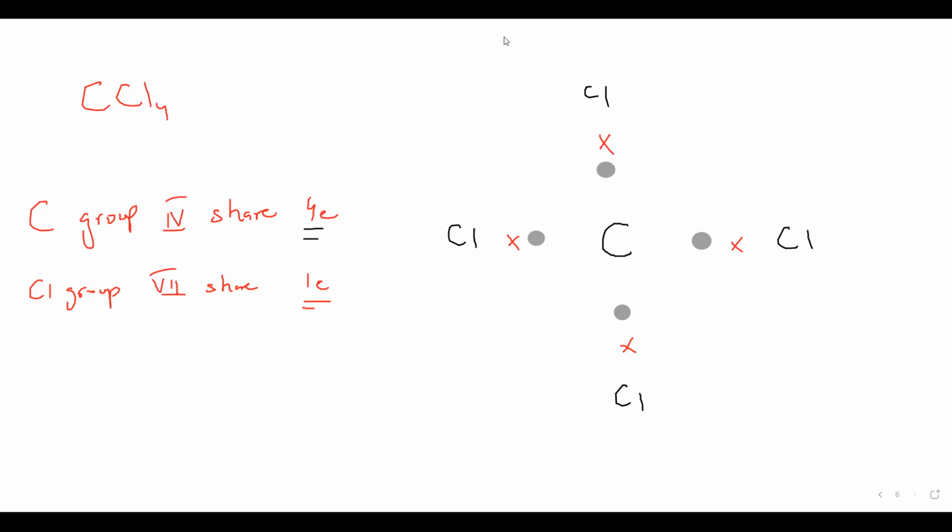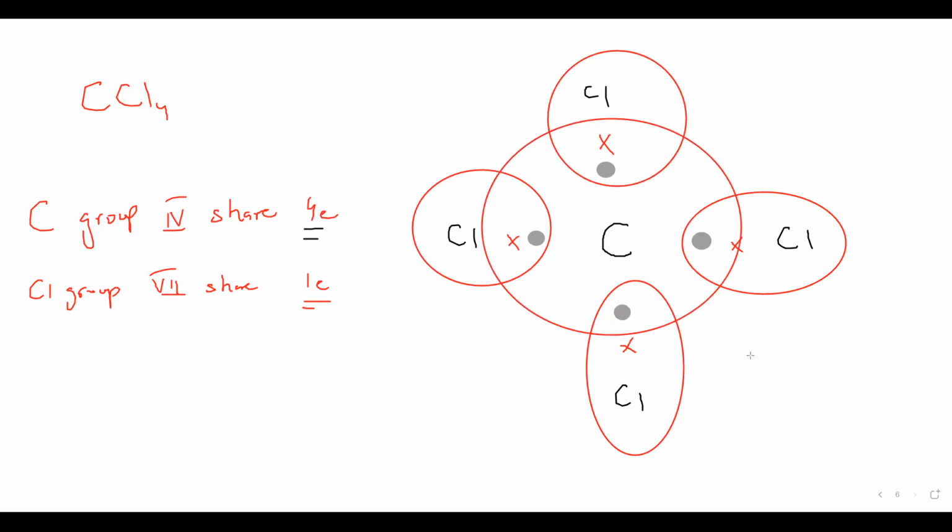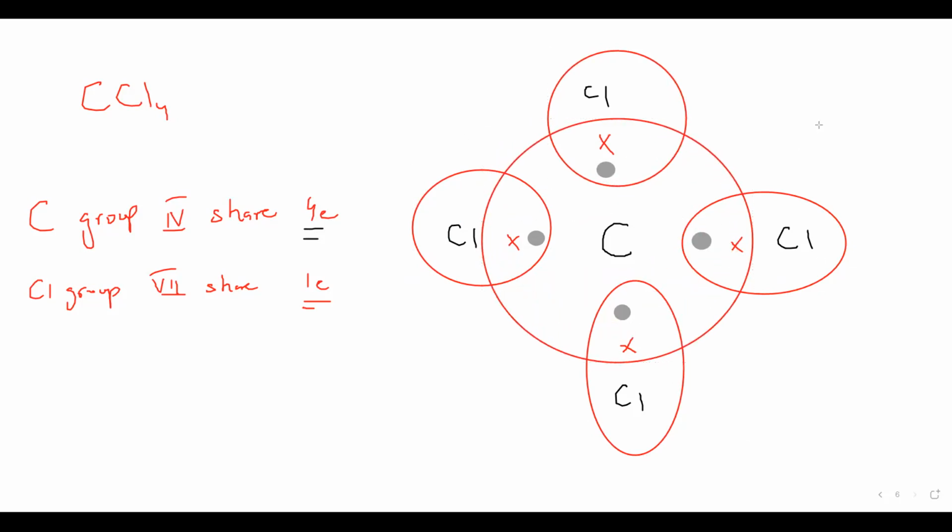Now we draw the circle for each atom. Chlorine, chlorine, chlorine and chlorine, 4 chlorine, and then for carbon we have to draw. So this is for carbon. Now we have to draw the unshared electrons. Carbon will not have any unshared because all 4 are shared. For chlorine, group 7, it shared 1, and how many unshared are there? 6 electrons are unshared. So how do we draw 6 unshared electrons?